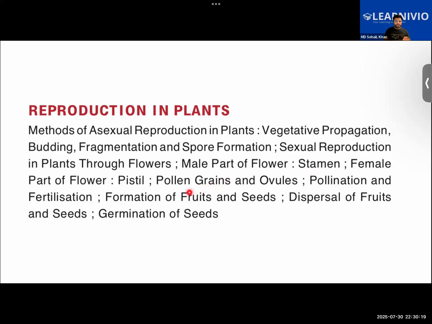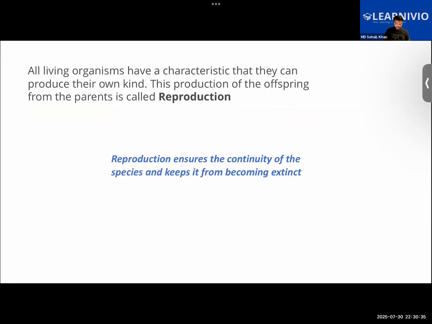Then we will learn about fertilization, how fertilization in the flower takes place, how formation of fruits and seeds takes place, how seeds are dispersed into the environment, how they go from one place to another, right? We'll be learning about dandelions, and germination of seeds. So these are the things we are going to be learning in the chapter.